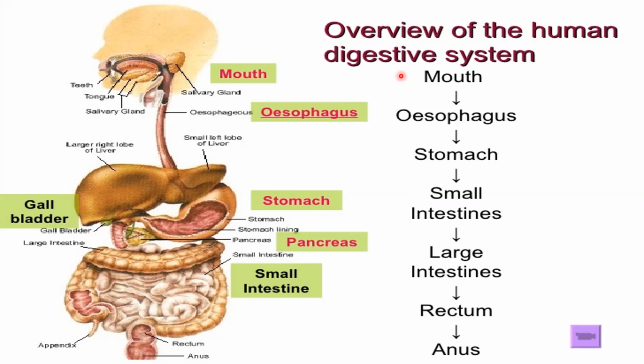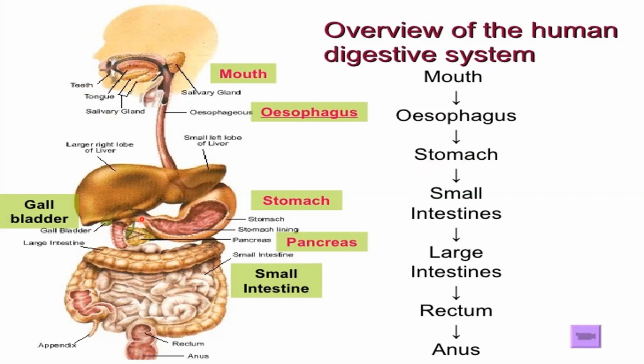The alimentary canal starts with the mouth. You all know where the mouth is. The mouth includes teeth, tongue, and salivary glands. The mouth will then lead to the esophagus. This is the tube-like structure which is known as the esophagus. After the esophagus, the stomach. This thing is known as the stomach.